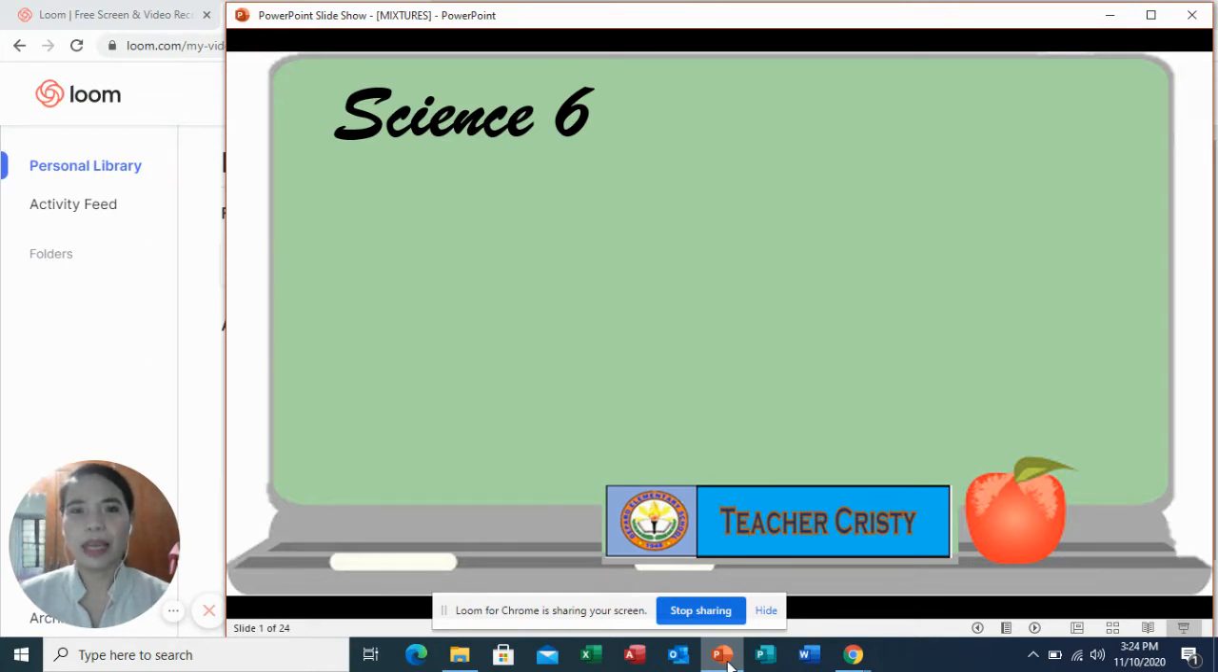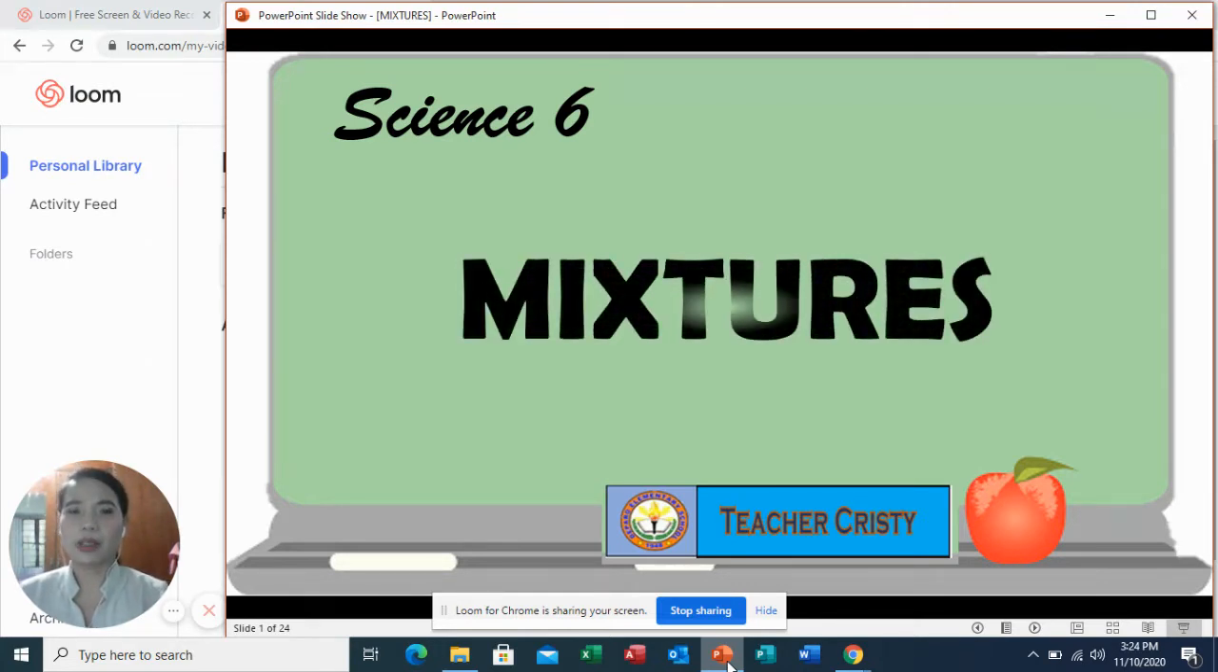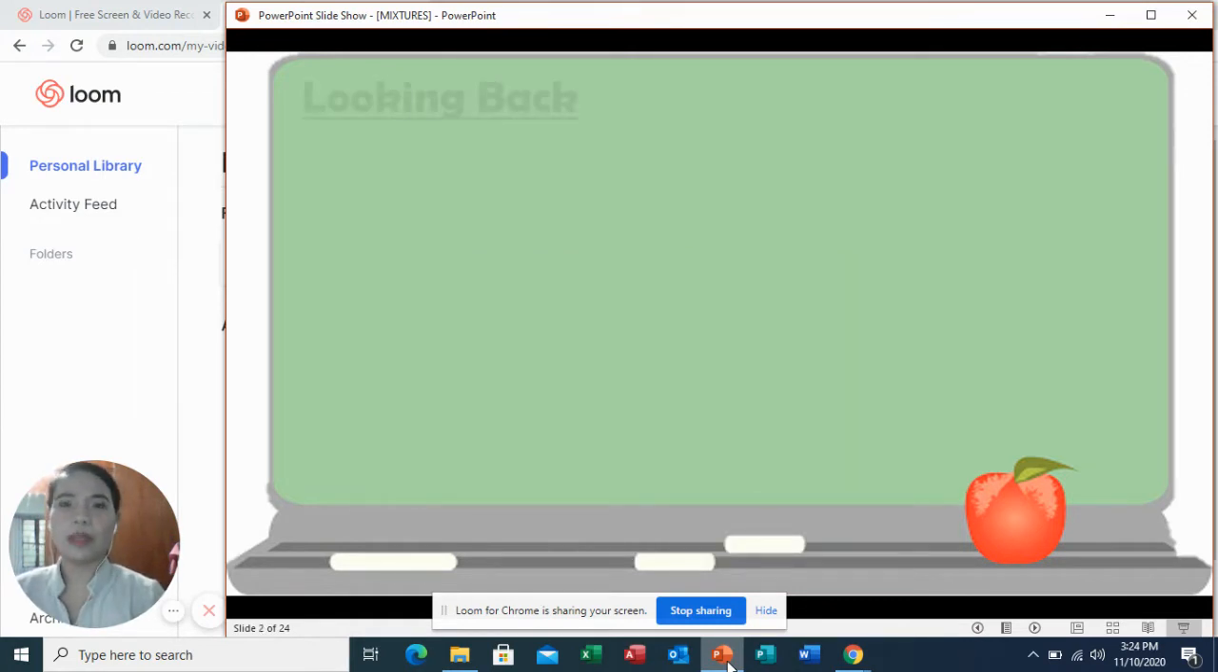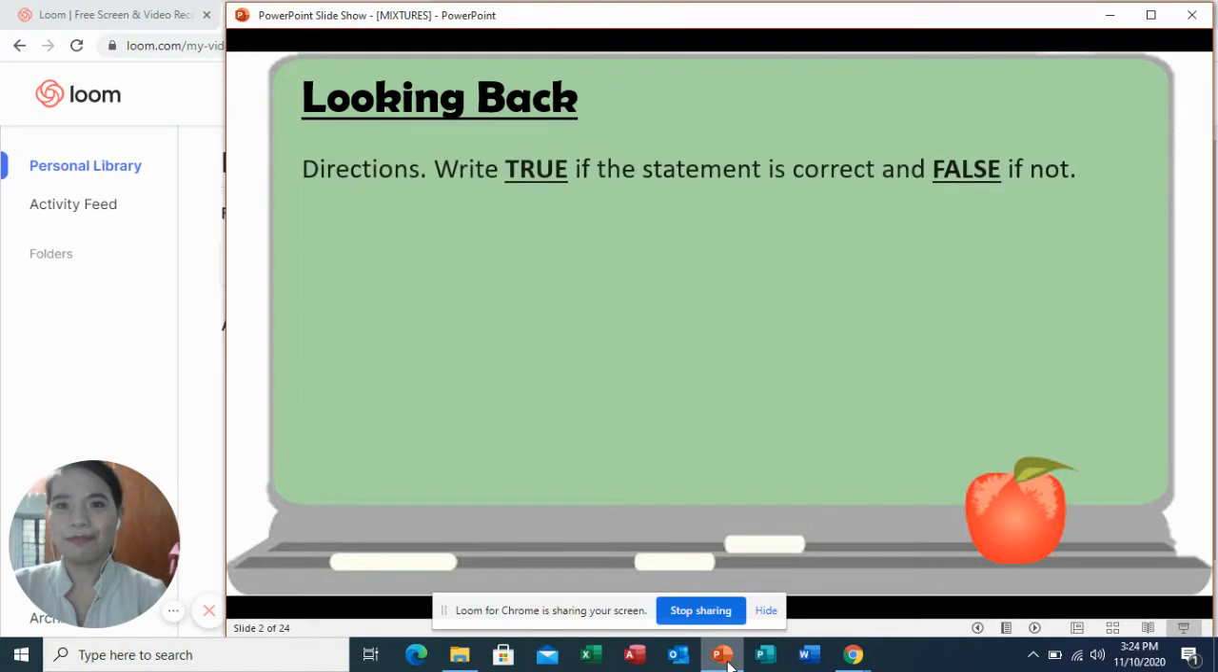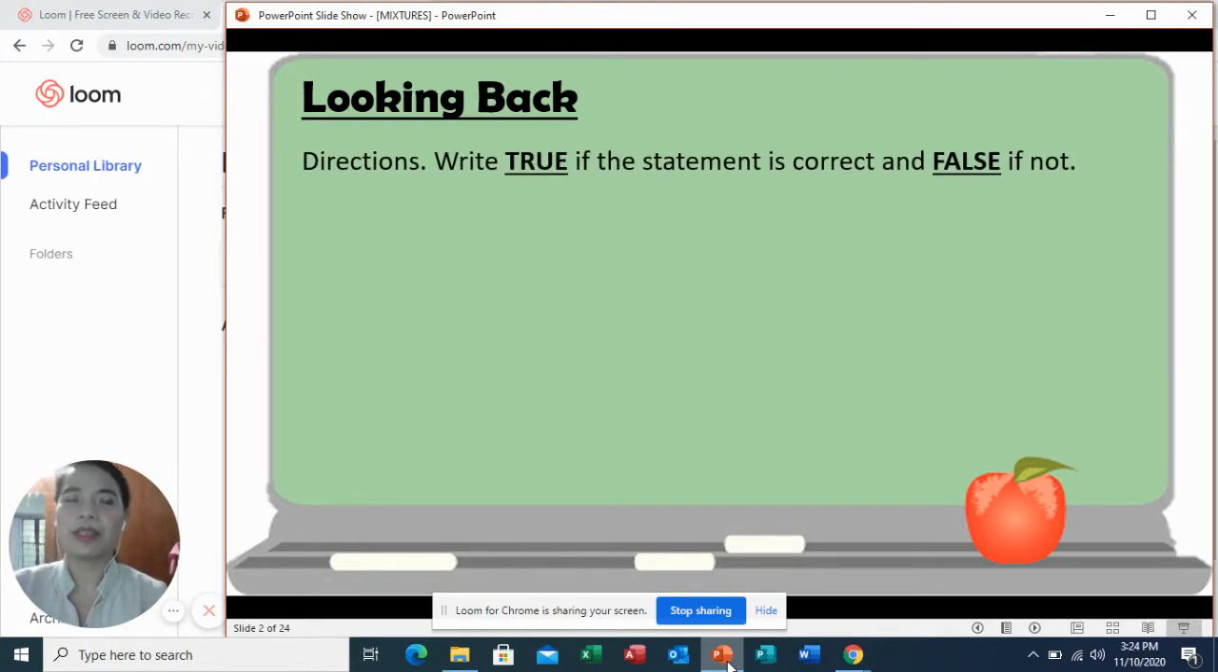Okay, our topic for today is about mixture. But before we do that, let's have first a recap of our past lesson. If you still remember our lesson, you will be able to answer these questions correctly. Let me see if you can still recall the science concepts that we discussed last time. Write true if the statement is correct and false if not.